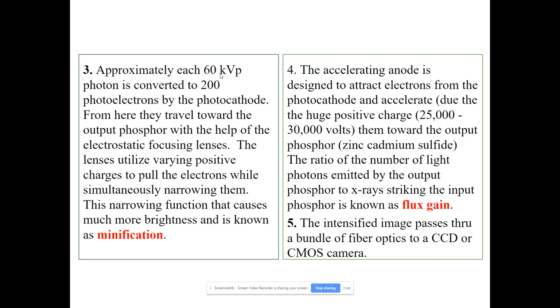Just to give you some statistics, approximately each photon, if it was a 60 kV photon, is going to be converted to 200 electrons. And we never just have one X-ray photon, we have trillions and trillions, so we're going to have billions of trillions. Don't quote me on that. It's a lot of actual electrons, which then later on get turned into light again.